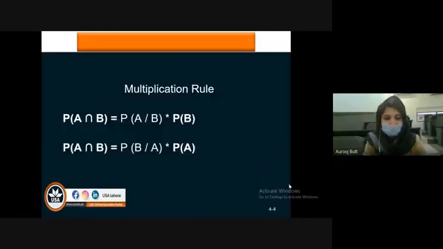So continuing with the multiplication rule, what is the multiplication rule? Simply, probability A intersection B is equal to probability A given B times probability of B. Whatever is given under this condition comes along as a multiple. Then, probability A intersection B is equal to probability B given A times probability A. Again, whatever is given under this condition comes along as a multiple. So this is defined as your multiplication rule.